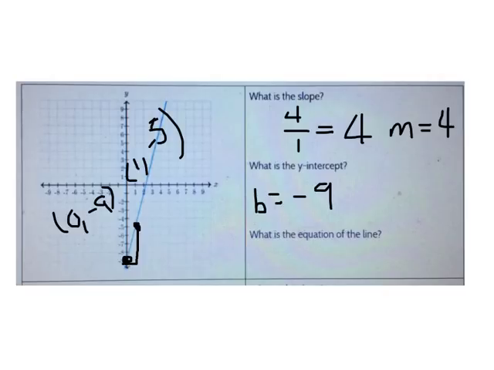So now I can write my equation. Go ahead and fill it in. What's the equation for this line? It's y equals 4x minus 9, or y equals 4x plus -9.